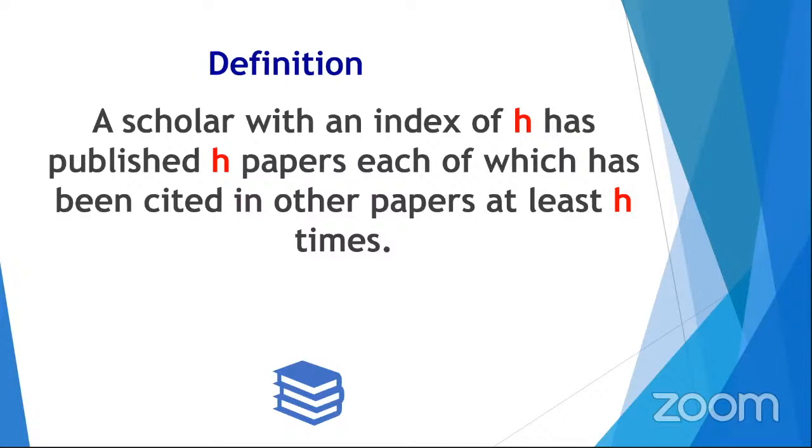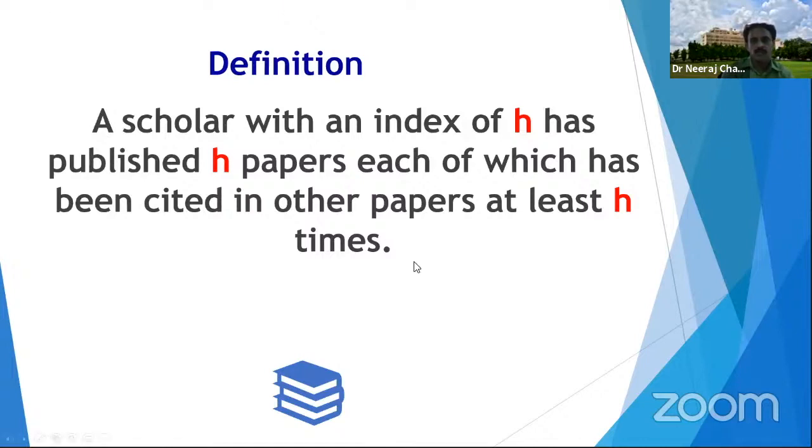If you are comparing a young research scholar or budding research scholar with an experienced faculty member, I think this is not the right way, because the academic life of a faculty member is long. But when you are comparing with the budding research scholar, definitely the H-index of that scholar will not be at that level. So you should not compare. You should not use H-index for comparing experienced faculty members versus young research scholars. A scholar with an H-index of H has published H papers, each of which has been cited at least H times. This is the definition given by Hirsch.